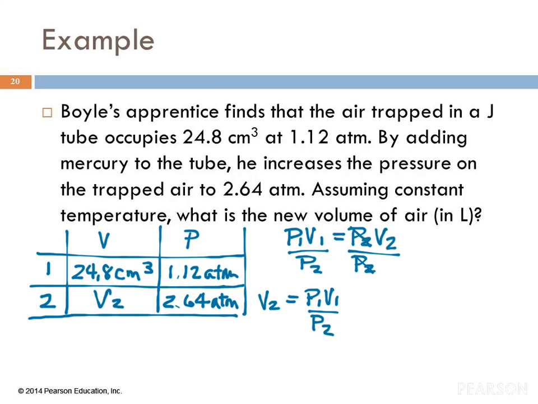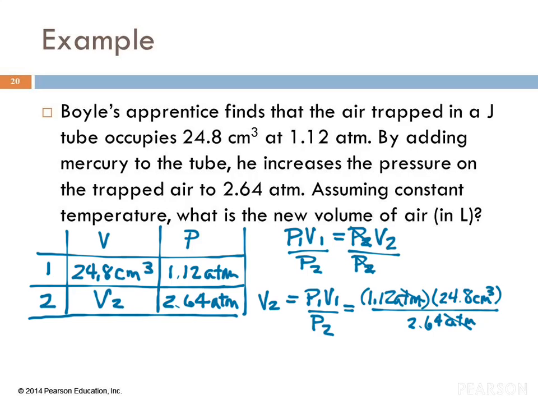So we rearrange the equation. Now we're going to plug in the numbers from the table where they're all nicely labeled. Pressure 1 is 1.12 atmospheres. Write the units. Volume 24.8 cubic centimeters. And pressure 2, 2.64 atmospheres. Now we look at the units and we see atmospheres cancel out. Cubic centimeter is a unit of volume, and so we're okay. Before we calculate the answer, let's try to predict, is the volume going to be larger or smaller? It'll be smaller.